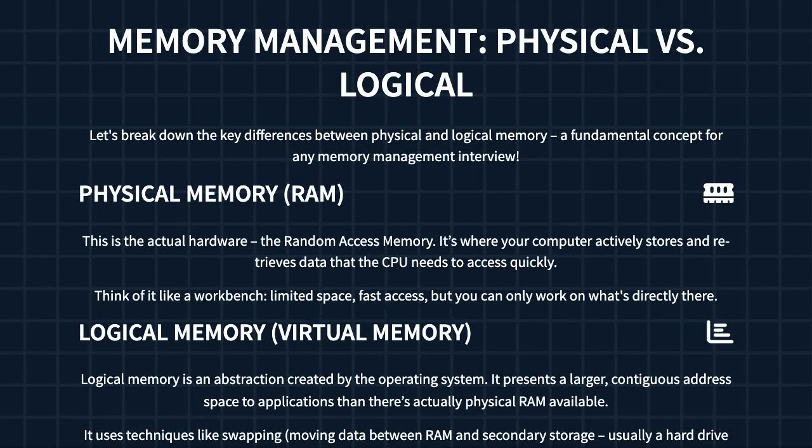Okay, let's talk about memory. There are two main types. Physical memory, which is your computer's actual RAM. It's like a really fast workbench where the CPU keeps all the data it needs right now. Then there's logical memory, or virtual memory. This isn't real memory. It's how the operating system tricks programs into thinking they have more space than they actually do. It cleverly moves data between your RAM and your hard drive, like a smart filing cabinet, to make everything run smoothly, even if you don't have enough physical RAM available.